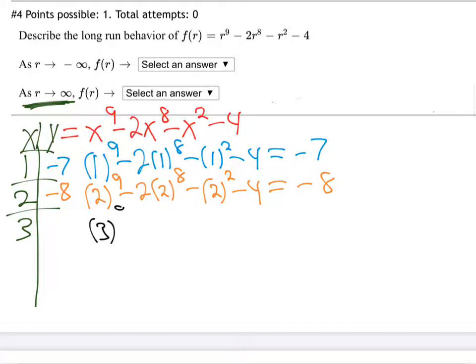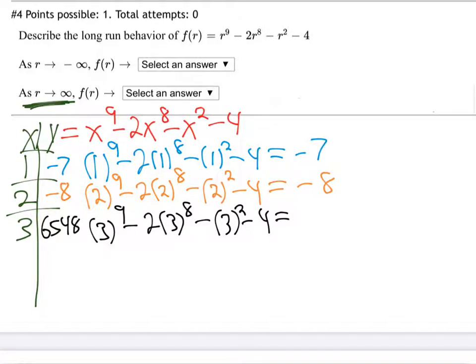Now I'm going to plug in 3. So it'll be 3 to the 9th minus 2 times 3 to the 8th minus 3 squared minus 4. What's that? I don't know. Some big number. I'll calculate it for you real quick. I'm getting 6,548. All of a sudden it exploded. Look at that. It was like -7, -8, and now 6,548. Positive. Kaboom! It just exploded.